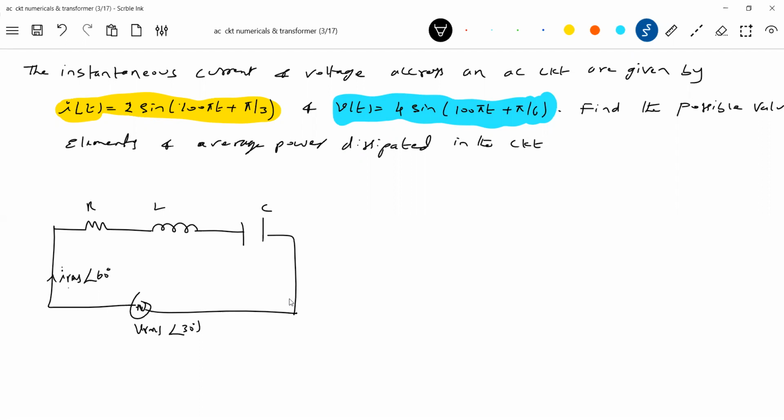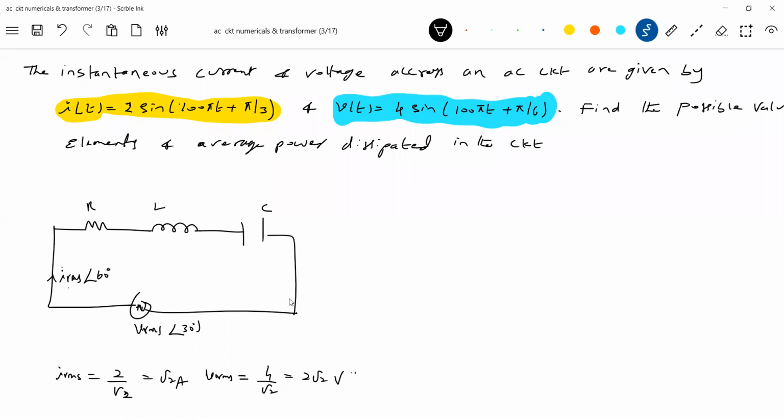So there's a magnitude. What is the magnitude? IRMS is equal to how much? IRMS is equal to 2 by root 2, or root 2 ampere. What about VRMS? 4 by root 2, that is 2 root 2 volt. This will be ampere, let this be volt. Now can we calculate the impedance?